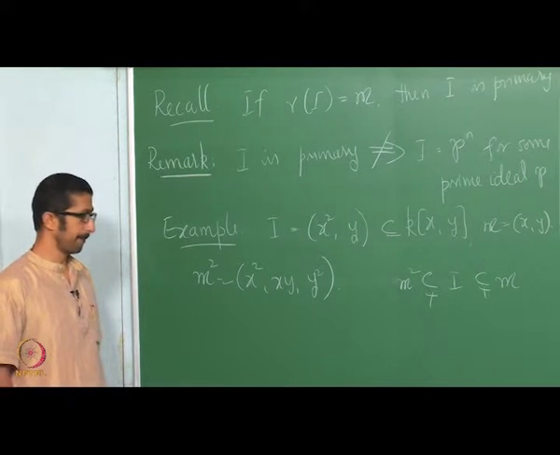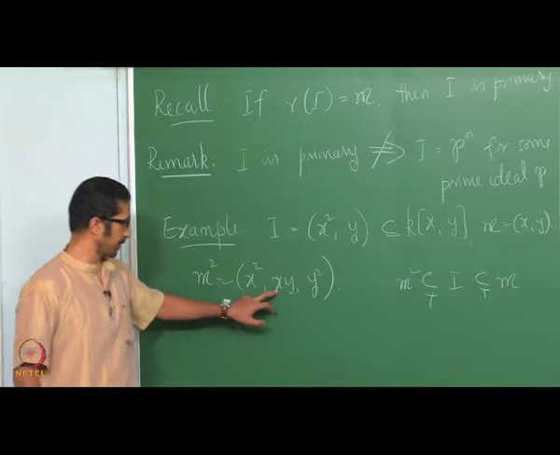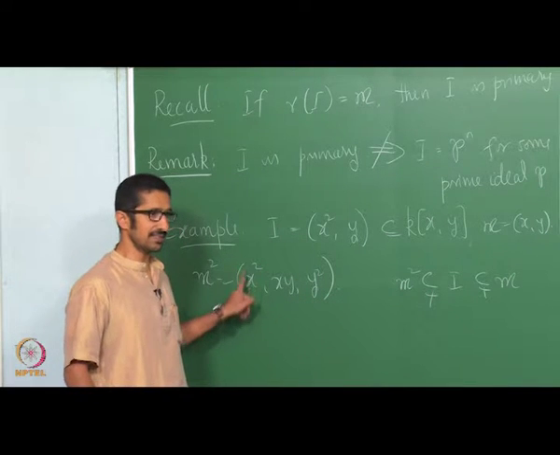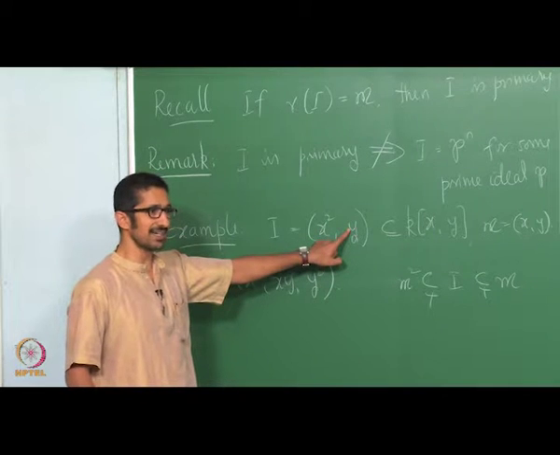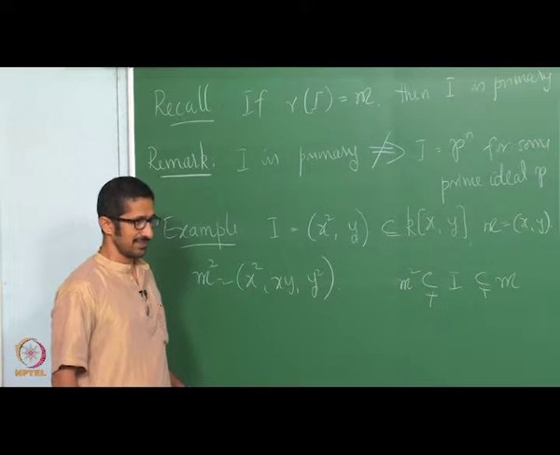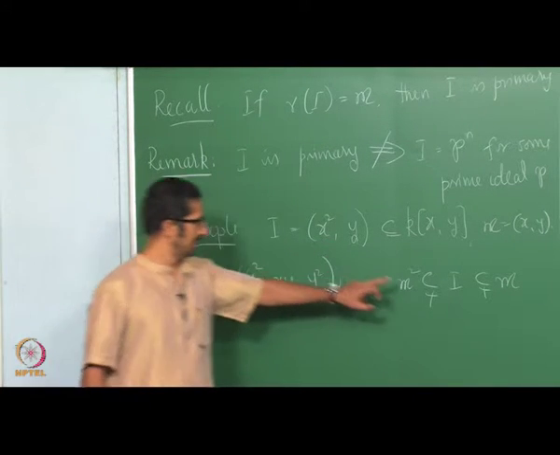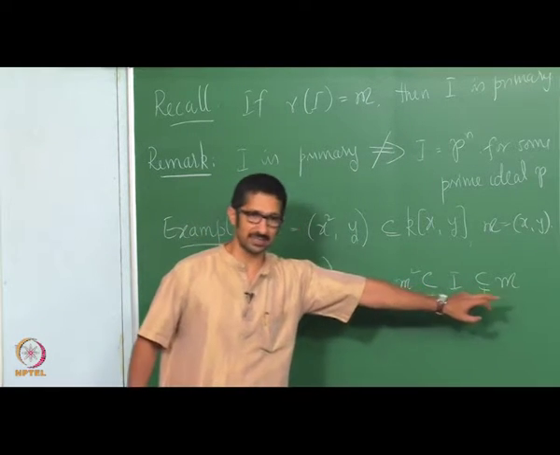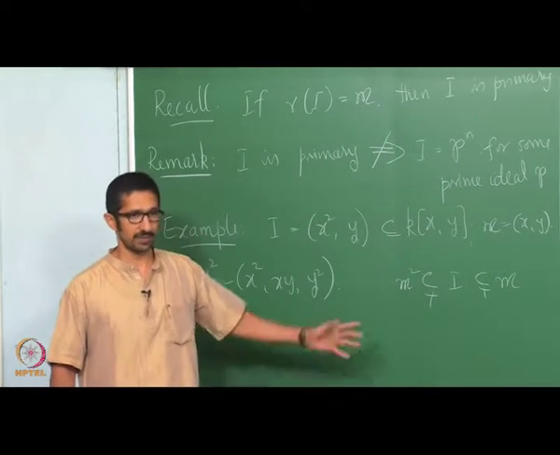Yeah, this is properly contained in m, because x is not here, right? y is in I, so xy is there, so this is contained here, but this is strict containment, this is also strict containment. So I cannot be equal to any power of a prime ideal.